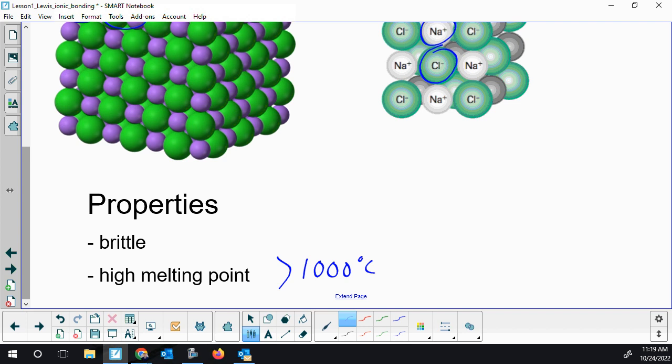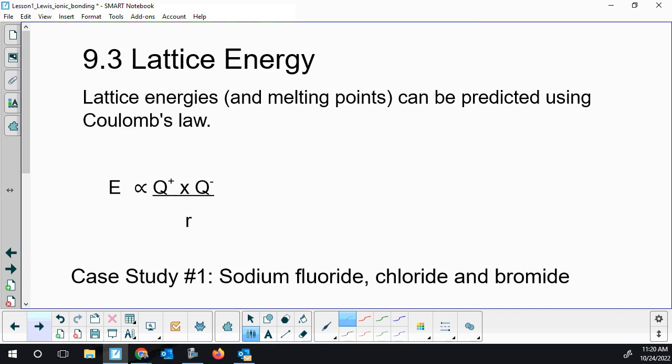We're going to make one extra prediction this year that we didn't make last year with ionic compounds. You can make a relative prediction about this melting point if you know something about the charge and you know something about the size. So that's what we're going to end with today. Okay. We're going to predict lattice energies, really melting points.